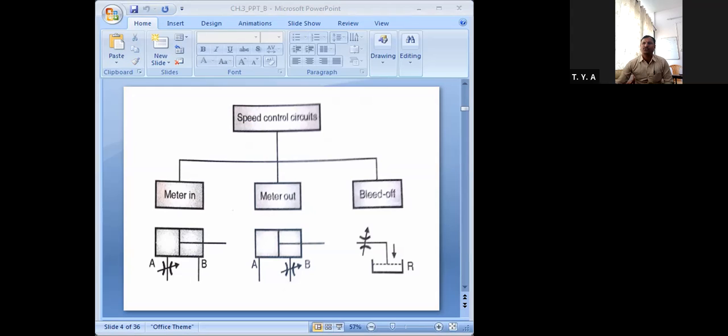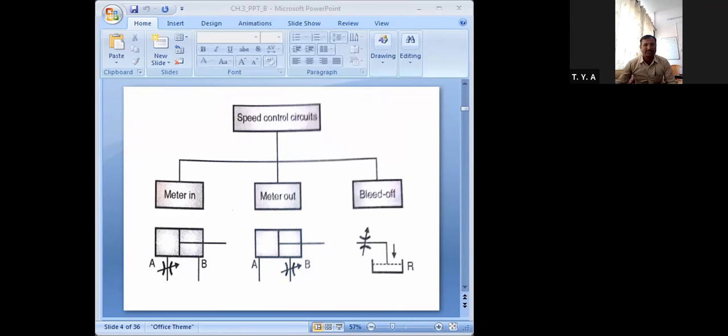You can see here in this slide our speed control. This classification has been made on the basis of the location of the flow control. First is the meter in circuit, then meter out circuit, then bleed off circuit, and I have also mentioned the short symbols here.